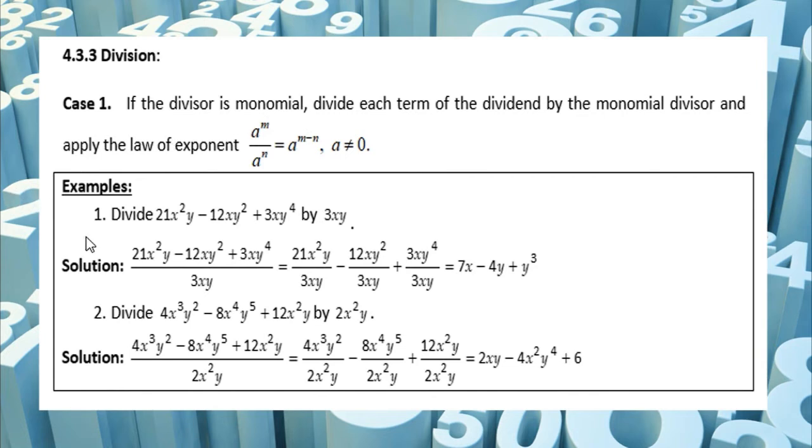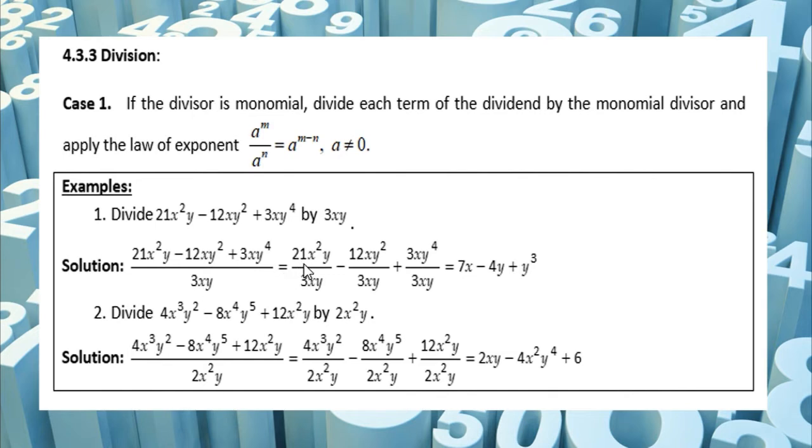Okay, examples. Divide 21x squared y minus 12xy squared plus 3xy to the power of 4 by 3xy. So, solution. Okay, we have here a denominator. Atong divisor is 3xy. So, ato siyang i-divide sa kada term sa atong dividend.